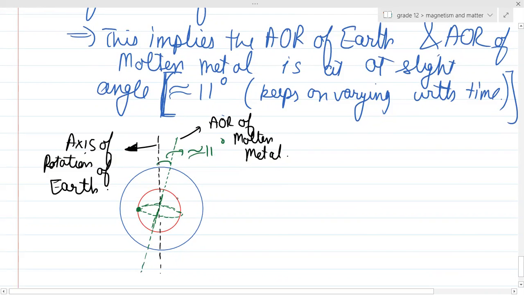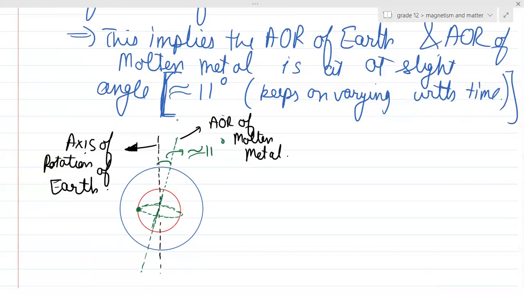Approximately 11 degrees. So is this fact clear, guys? Hello? Is this fact clear, guys? Yes, sir. Yes, sir.